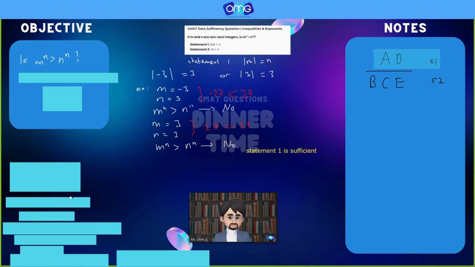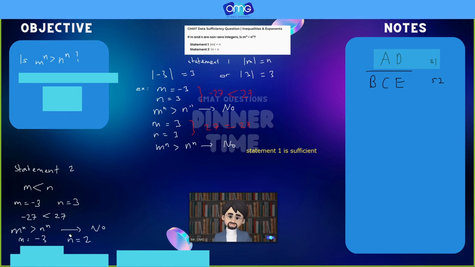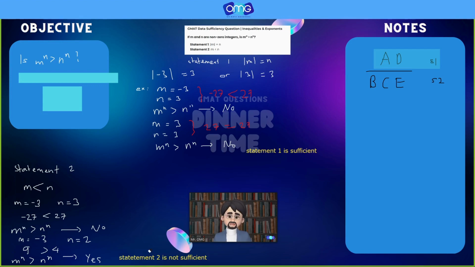Statement 2 says m less than n. We have a few scenarios: m equals minus 3, n equals 3, the same as statement 1, and the answer will be no. But we have a scenario where m equals minus 3 and n equals 2, and that will give us 9 greater than 4, and is it greater? Yes. So it's either no or yes, so statement 2 is not sufficient. So the answer is only A, because only statement 1 is sufficient, and that's the answer.